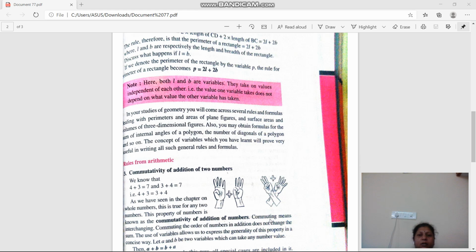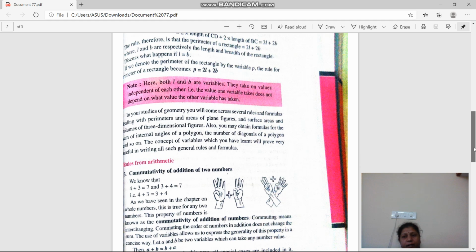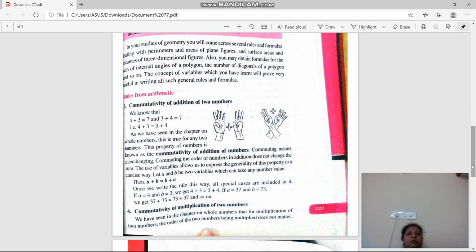Commutative means interchanging. The order of numbers in addition does not change the sum. The use of variables allows us to express the generality of this property in a concise way. Let's take a and b as two variables which can take any number value. Here we have taken the numbers 3 and 4, but we are now studying the use of variables.